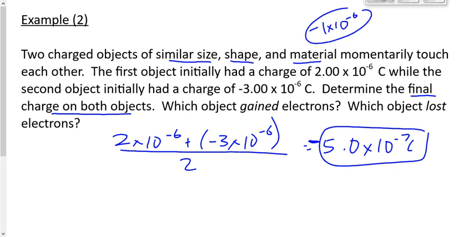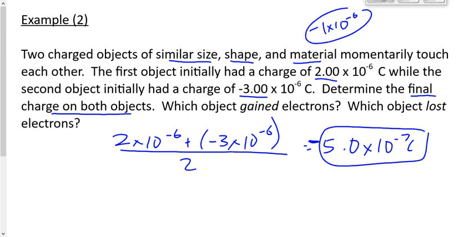So what's the answer? Yeah, both of them are -5 times 10 to the minus 7. We average them out. That's all we do. Now, which one's gained electrons? The 2 or the -3? Which one has gained electrons and which one has lost? The 2 has gained? Yeah. If the 2 was positive and it became negative, which it did, then it must have gained electrons.